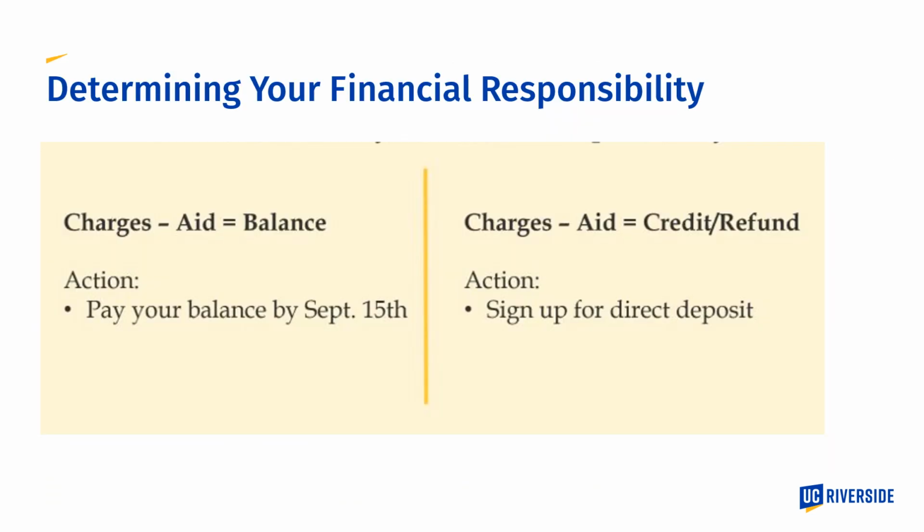Let's talk about determining your financial responsibility. If your charges are more than the aid that you have accepted, you will have a balance and it will be your responsibility to pay that balance by September 15th. If, on the other hand, your financial aid that you accepted is more than the charges on your account, then you will have a credit and a refund will be issued to you. We highly recommend you sign up for direct deposit as it is quicker and safer. If you don't, then a check will be mailed to you at the address listed on your account.